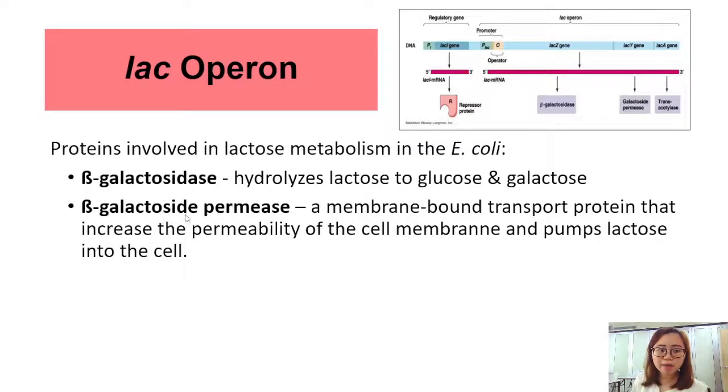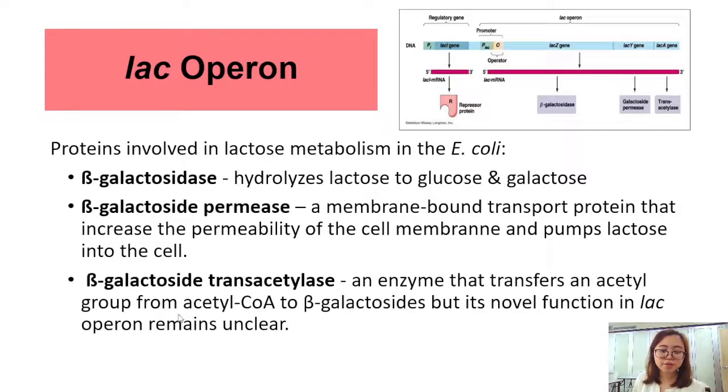The second enzyme, galactoside permease, is a membrane-bound transport protein that increases the permeability of the cell membrane and pumps lactose into the cell. Apa maksudnya? Ini adalah transport protein yang dijumpai pada permukaan sel membrane. Function dia adalah untuk membawa lactose ke dalam sel. Dia memudahkan lactose untuk masuk ke dalam sel E. coli.